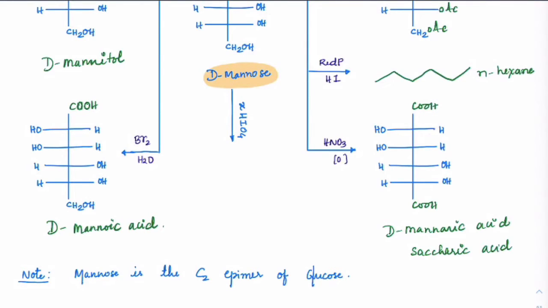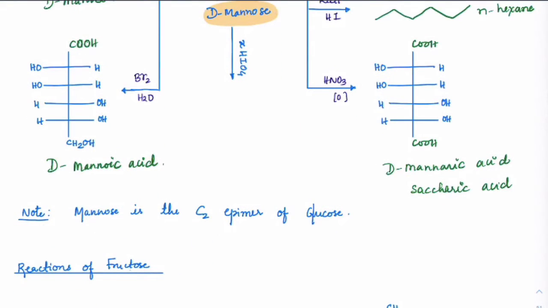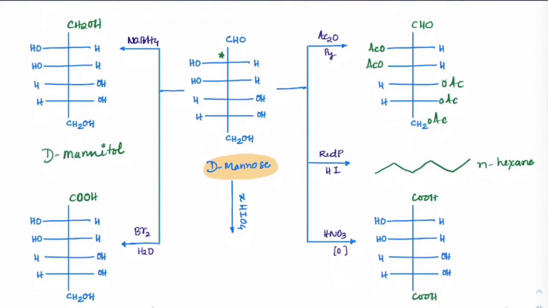Okay. Like I said, mannose is a C2 epimer of glucose. That means at the carbon 2 position, its configuration is different from glucose. Rest all is the same. So I guess you got the reactions of mannose. Just check out once again.